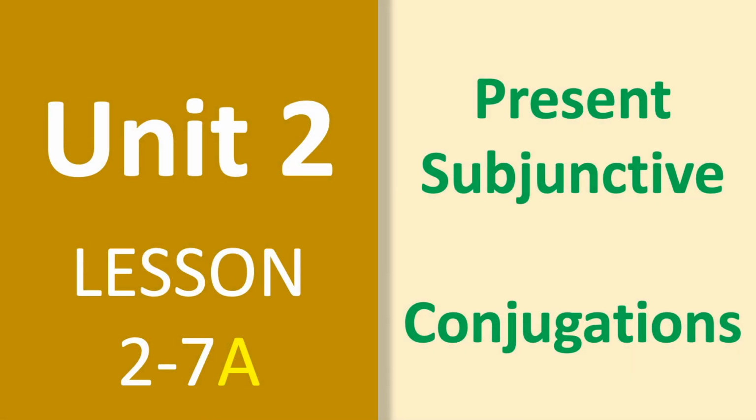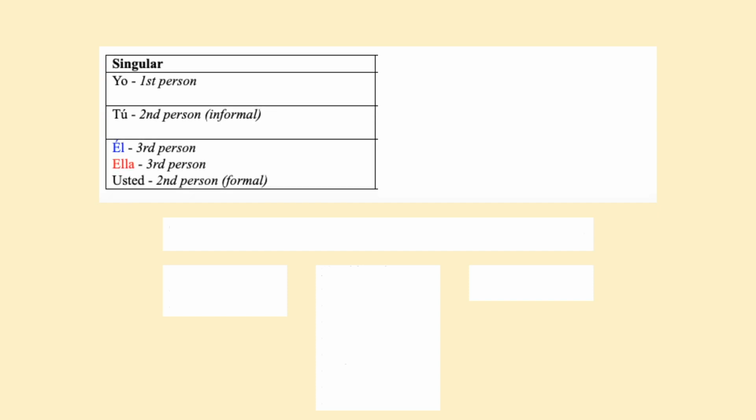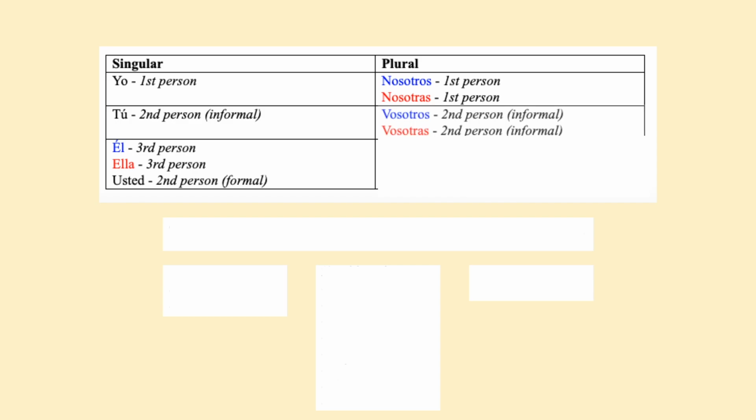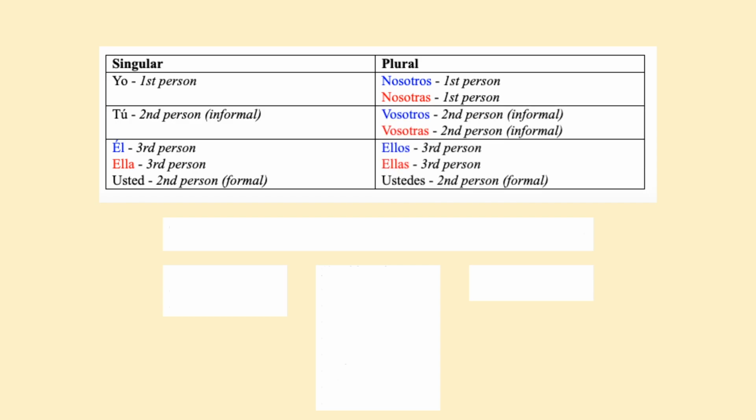So we have finally arrived at the subjunctive. This lesson will only cover the regular conjugations of the present subjunctive. As for the uses of the present subjunctive, that will be covered in several separate video lessons. As another reminder, you should already be aware of the subject pronouns and which ones are first, second, and third person, and which ones are singular and plural.